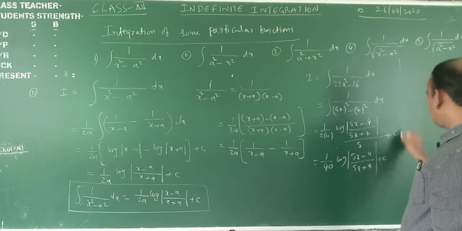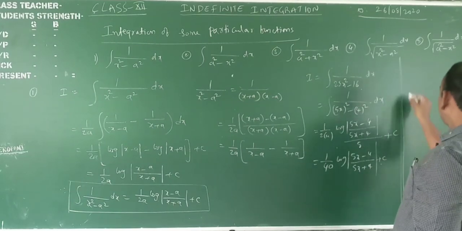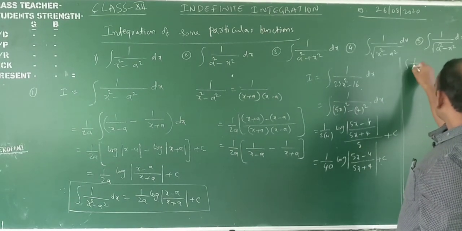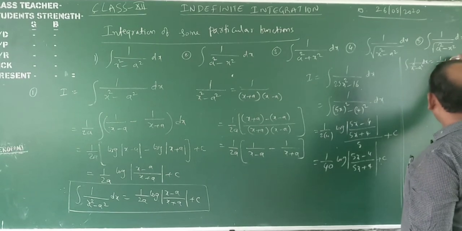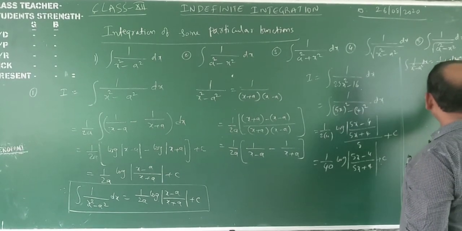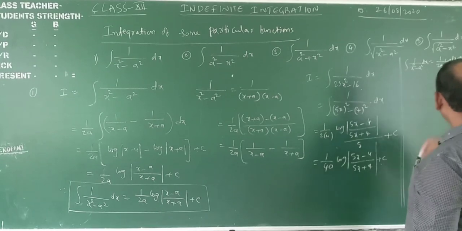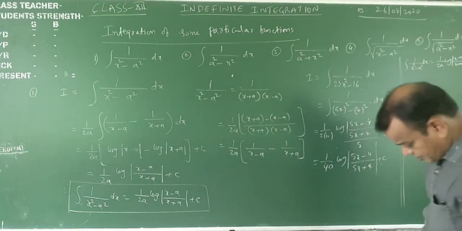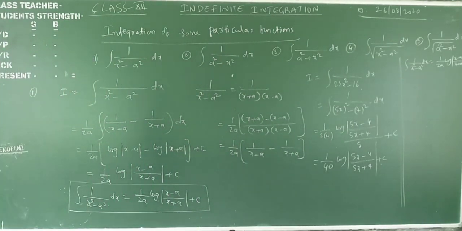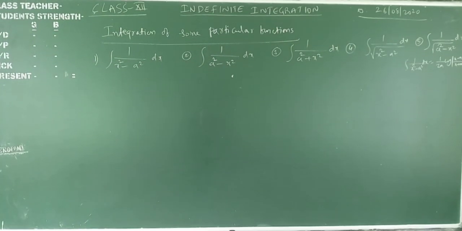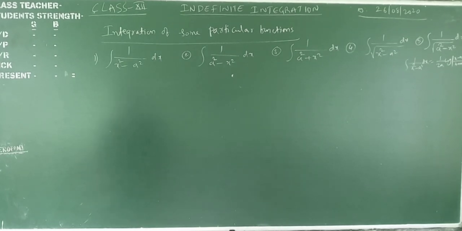Now, what is the first formula? Integral of 1 by x square minus a square dx is equal to 1 by 2a log mod x minus a by x plus a plus c. Okay, my dear students, next we are going to the second problem. What is the second one?